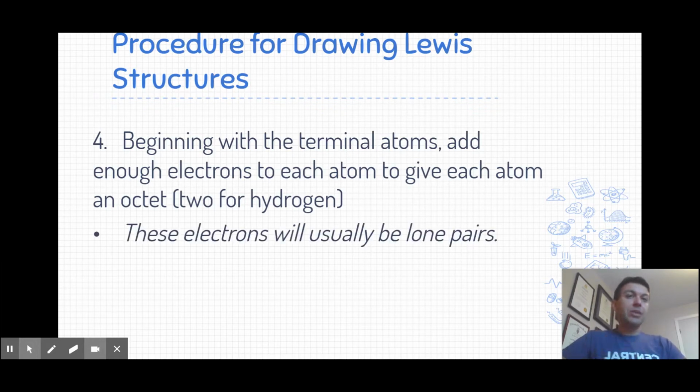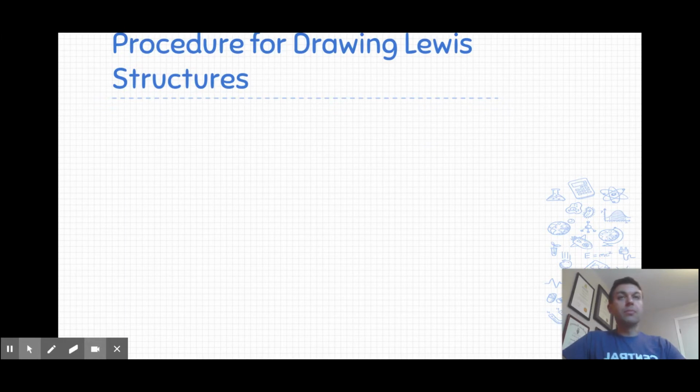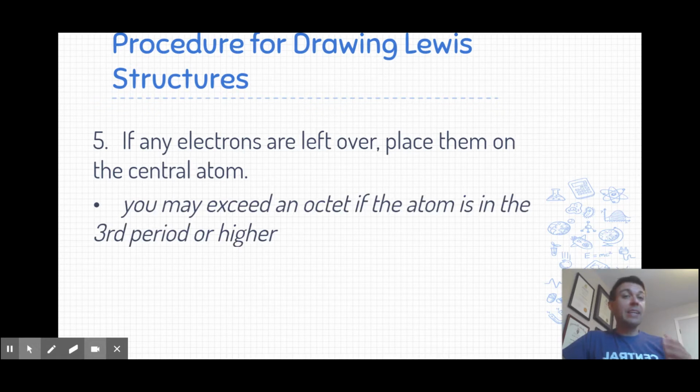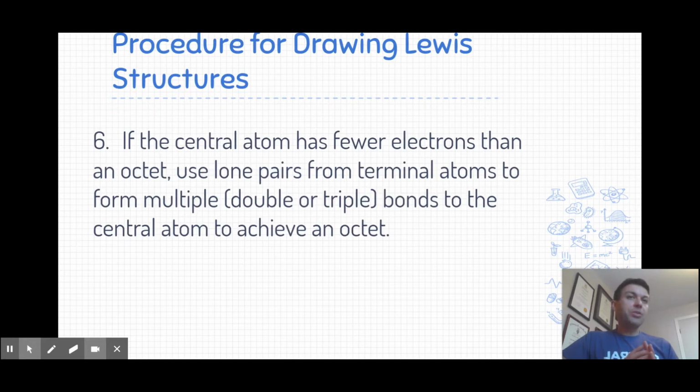We paired those electrons up, counting as we go. And then once we've completed those octets, if we had any electrons left over, we place them on the central atom. And if that central atom is in the 3rd period, 4th period, 5th period, and so on, you can exceed the octet. If our central atom still doesn't have an octet, we will take a lone pair from a terminal atom to form double or triple bonds if necessary in order to reach an octet on the central atom.